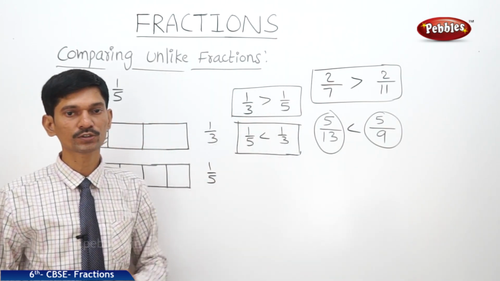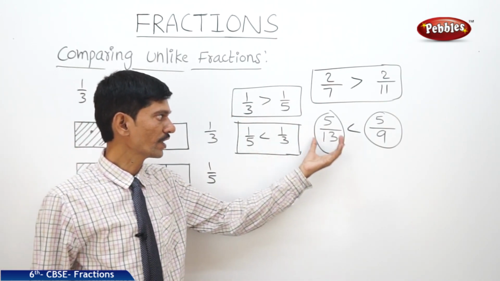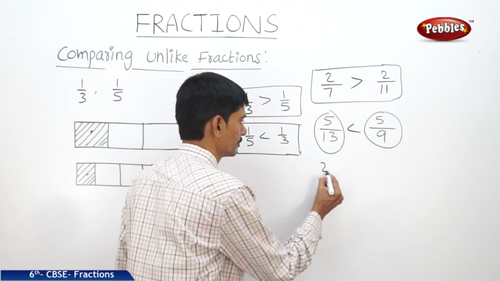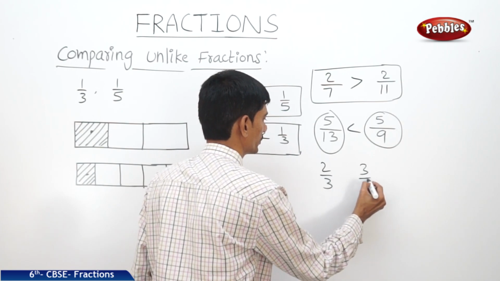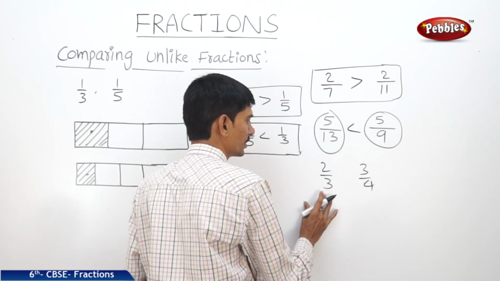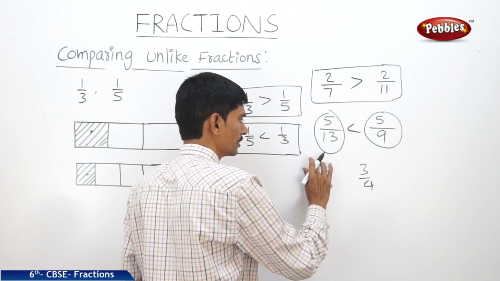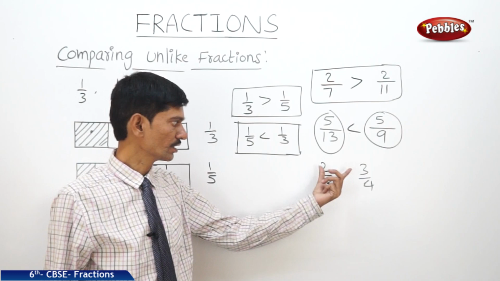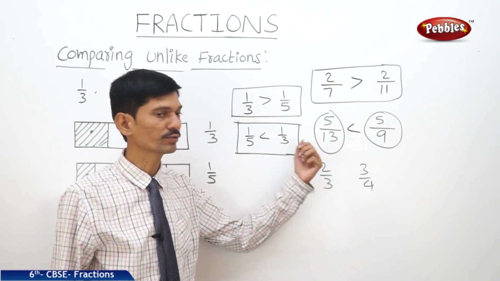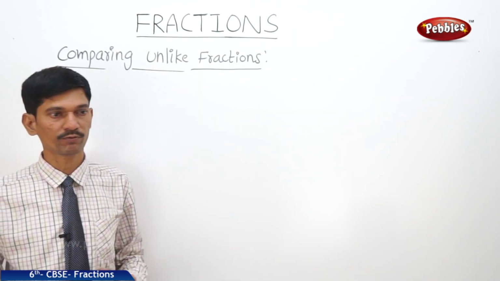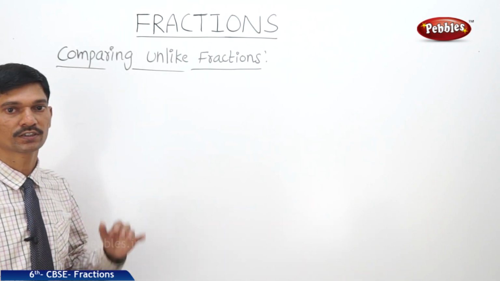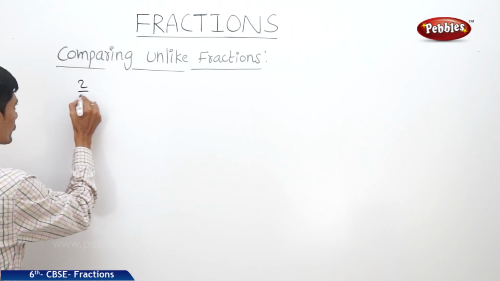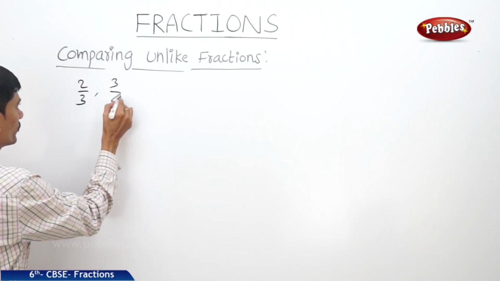Now we should learn how to compare the unlike fractions with the different numerators. So like 2/3 and 3/4. So here either the denominators are not equal or the numerators are not equal. So this is the case of unlike fractions with the different numerators. Now let us compare the fractions, means unlike fractions with different numerators. So like 2/3 and 3/4.